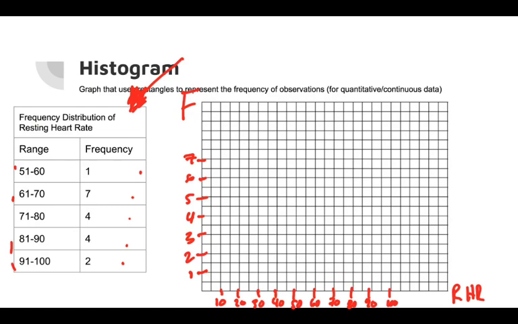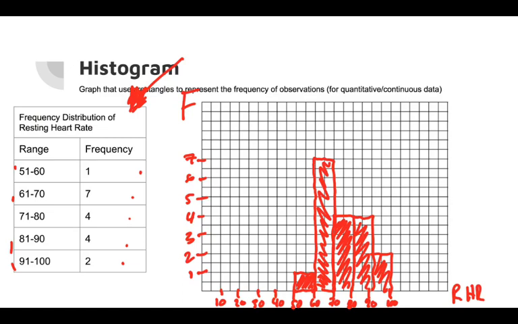So you can kind of see, okay, my 51 to 60 is going to fit here, and that goes up to 1. My 61 to 70 has 7, so that goes all the way up to here. Notice there's these nice rectangles, and then 71 to 80 is going to fit into this section, and that goes up to 4. And 81 to 90 also has 4. And then 91 to 100 has 2. Okay, and so now I've made a histogram of this data.